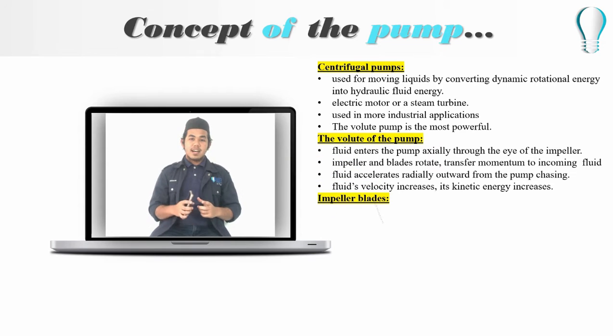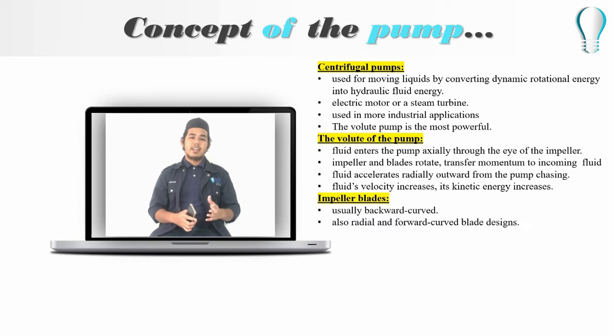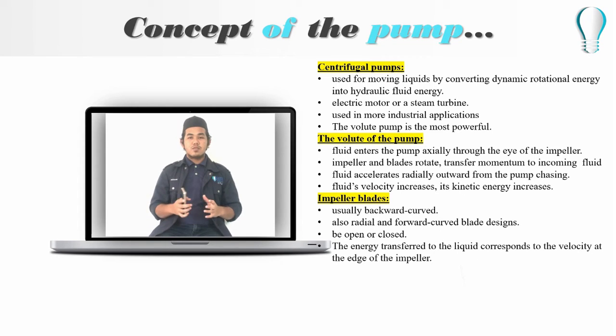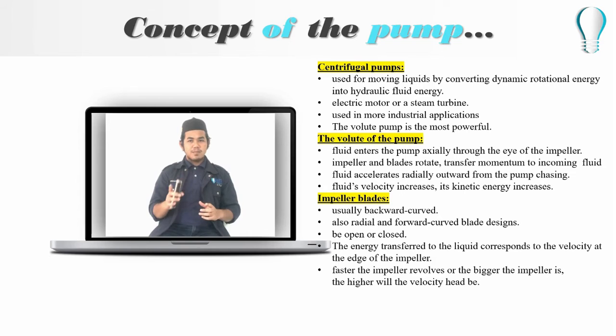The impeller blades are usually backward curved, but there are also radial and forward curved blade designs. The output pressure slightly changes according to the design used. The blades may be open or closed. Also, the diffuser may be fitted with fixed vanes to help guide the flow toward the exit. The energy transferred to the liquid corresponds to the velocity at the edge of the impeller. The faster the impeller revolves or the bigger the impeller is, the higher the velocity head will be.